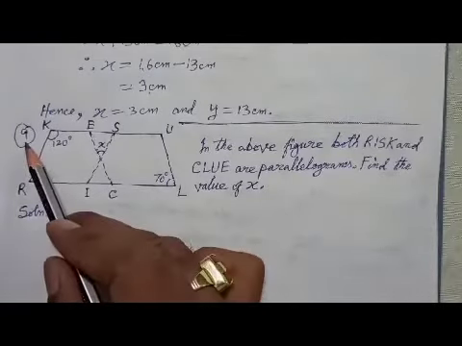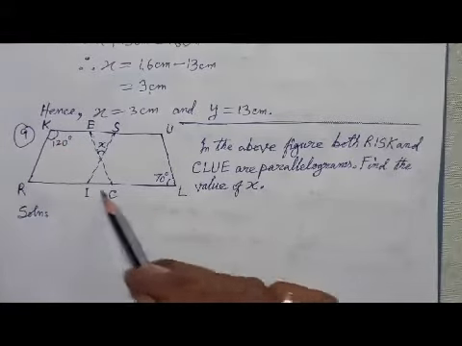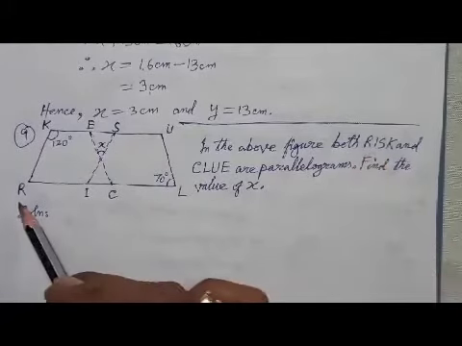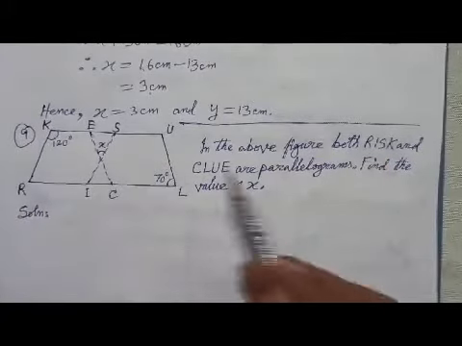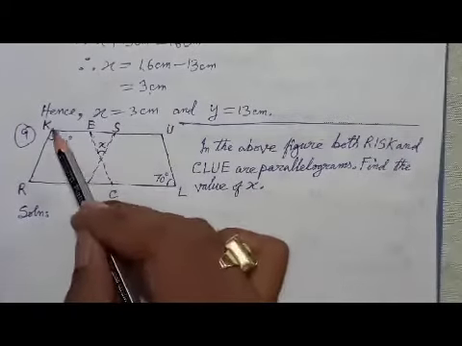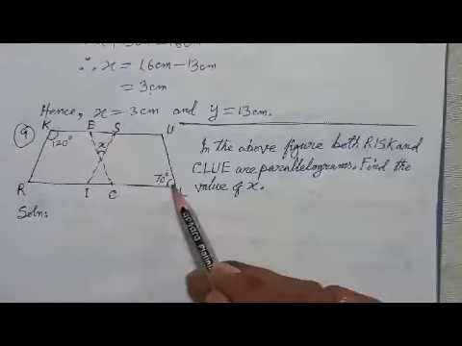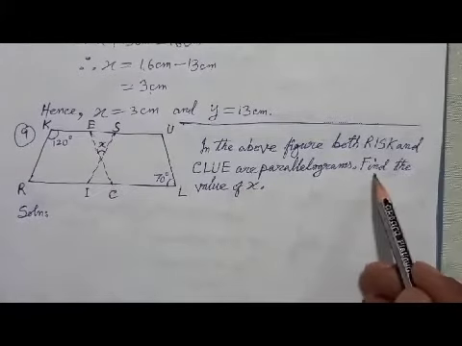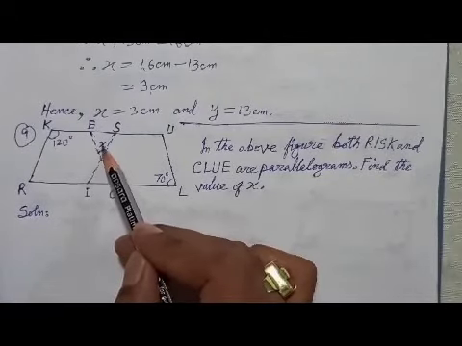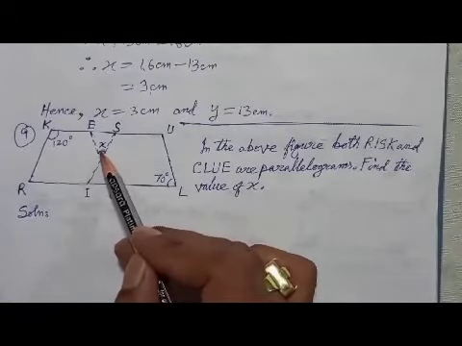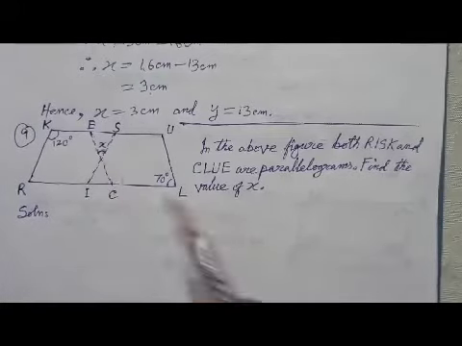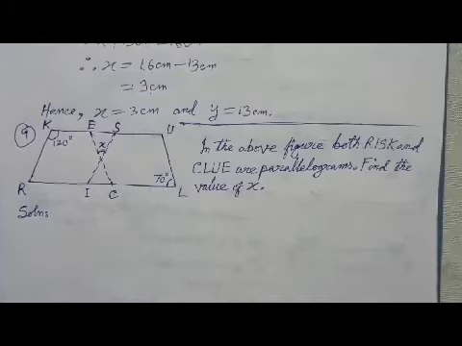Let's study this question number 9. This figure is given. In the above figure, both RISK, R, I, S, K, and CLUE, C, L, U, E, are parallelograms. That means this is a parallelogram, this is also another parallelogram. Find the value x. Here this angle is given as x, and the question is telling to find out the value of x. So to find out this x, we have to apply the property of a parallelogram.